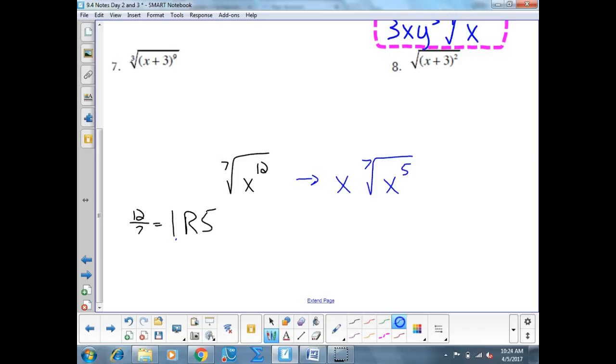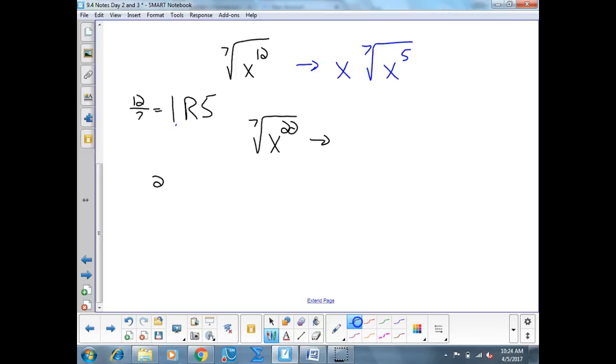If it was the 7th root of x to the 22nd, what's 22 divided by 7? 3, remainder 1, so that's going to be x cubed times the 7th root of x. See that?